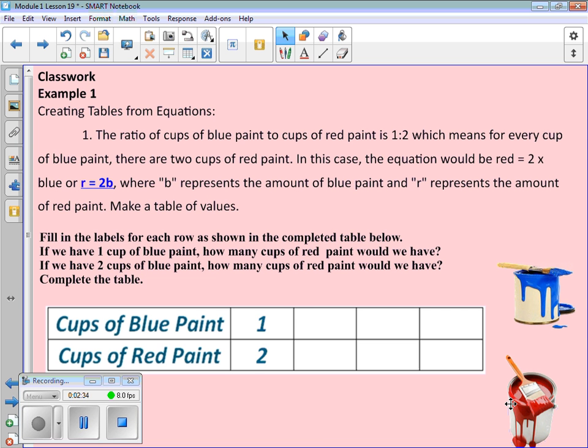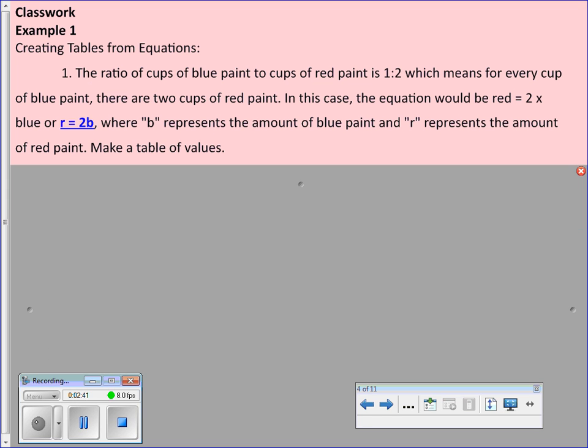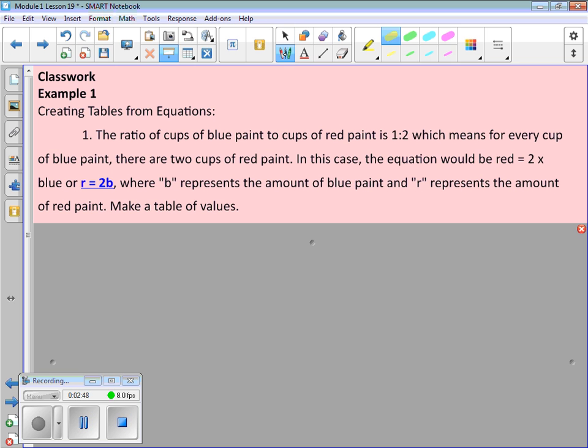So let's read the information that they're giving us. Okay, the ratio of cups of blue paint to the cups of red paint is 1 to 2. So right there I see my ratio. Blue to red is 1 to 2. Right off the bat, I see my ratio. I'm going to highlight it. Which means for every cup of blue paint, there are 2 cups of red paint.